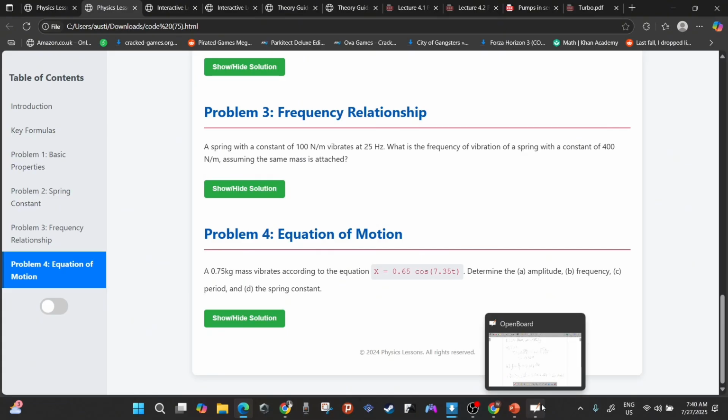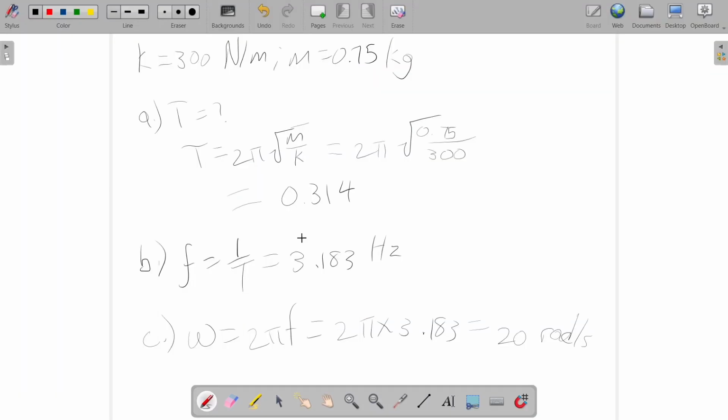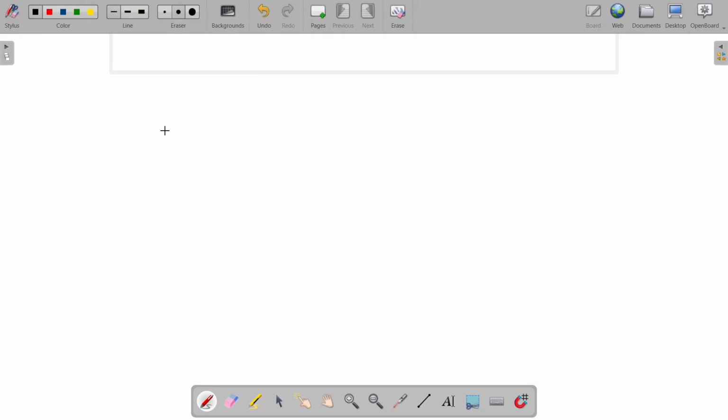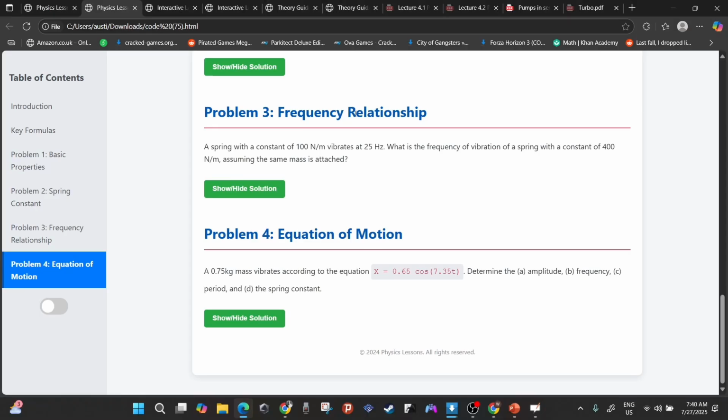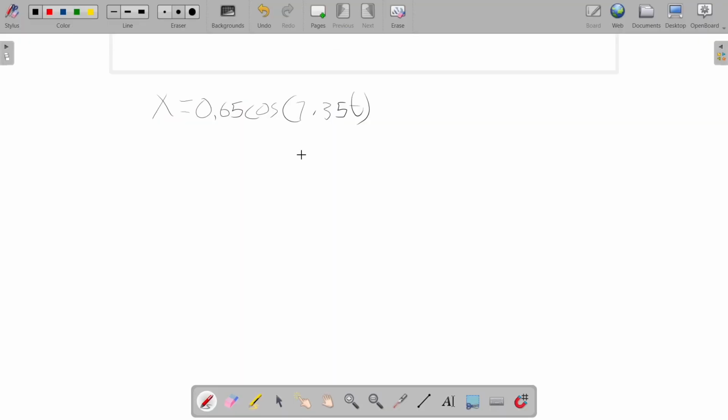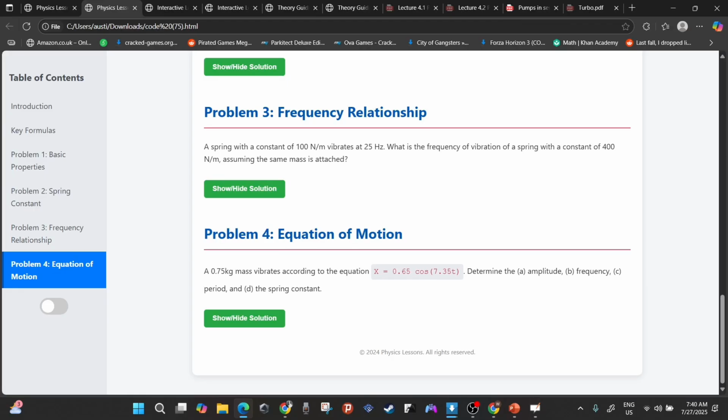They tell us that a 0.75 kilogram mass vibrates according to the equation x equals 0.65 cosine 7.35 t. So let's just write that down. I have a horrible memory, so I don't know how I intend to remember that. So 0.65 cosine 7.35 t, was it? Okay, for once in my life, somehow my memory has not failed me.